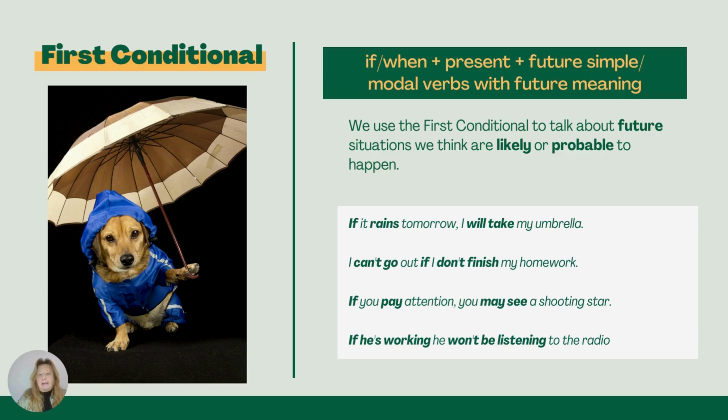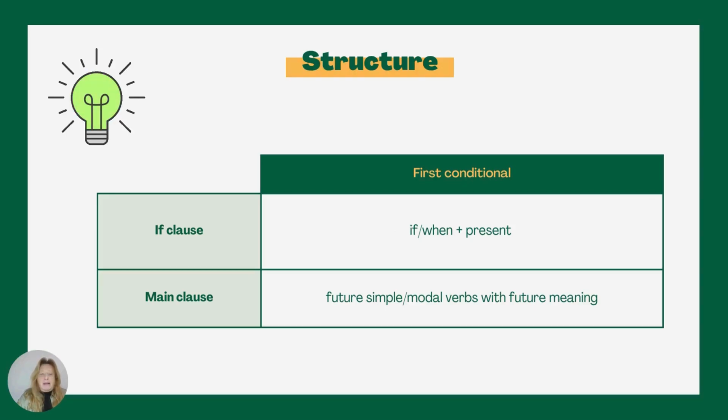If he's working, so basically in the conditional sentence we have a present continuous. He won't be listening. In the main clause, we have a future continuous form to reflect the present continuous form in the conditional sentence. Let's look at the structure. So in the if clause, we have if, when, plus present tense. In the main clause, future simple or future continuous, and or modal verbs with future meaning.